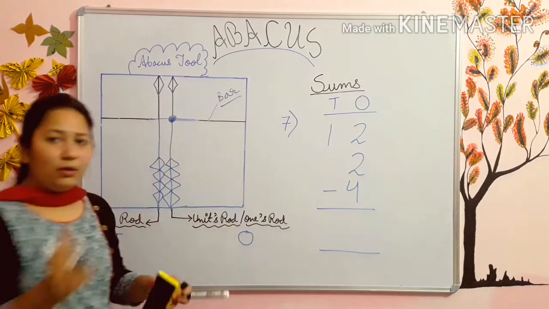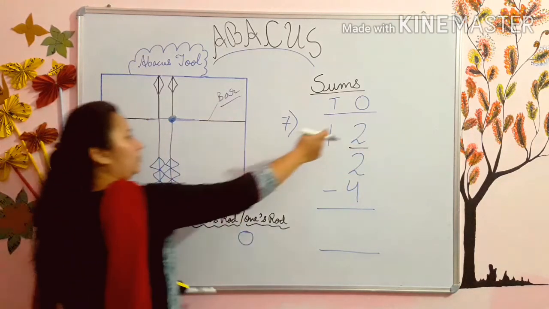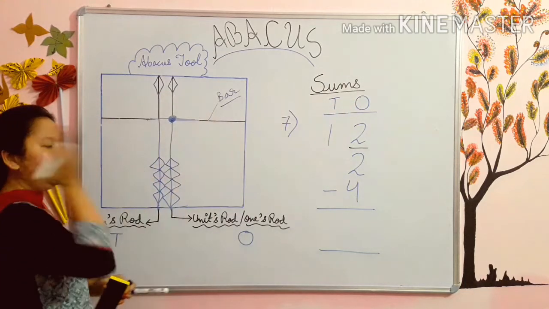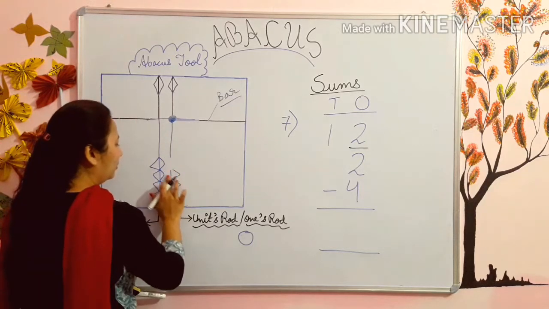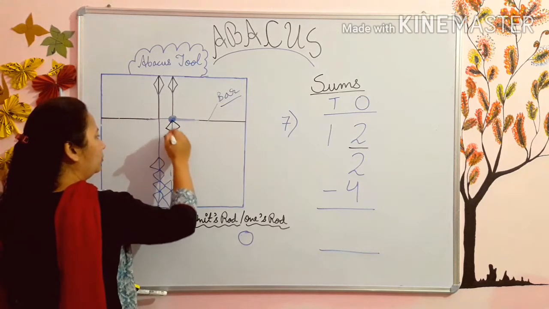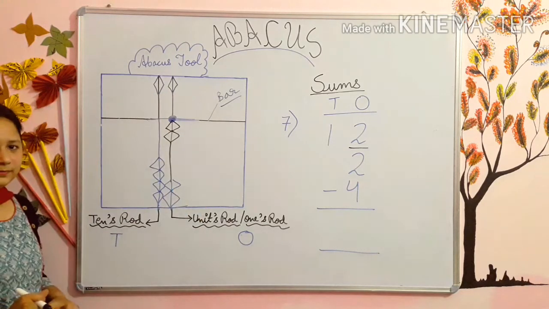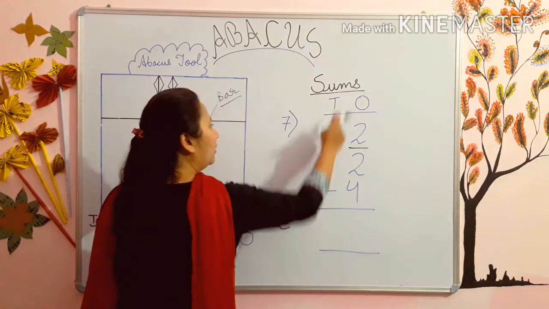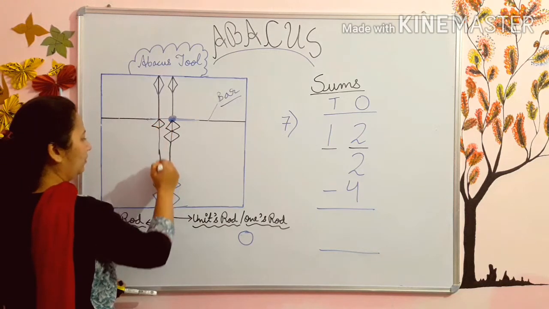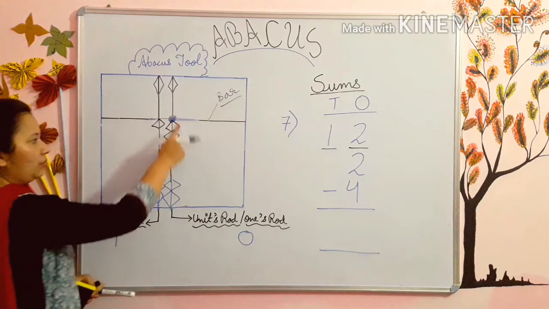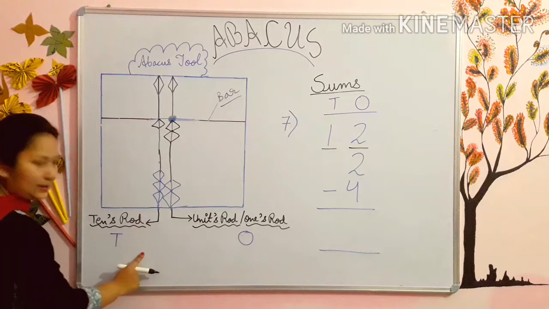Now kids, now you are very much familiar with the sums. So our first number will go in one's rod, and no sign means add. Add means put the beads up. So 1 2. Put the 2 beads up. Now 1 will go in 10's rod. Put the 1 bead up. See, that 2 goes into this 1's rod, and that 1 will go in 10's rod.